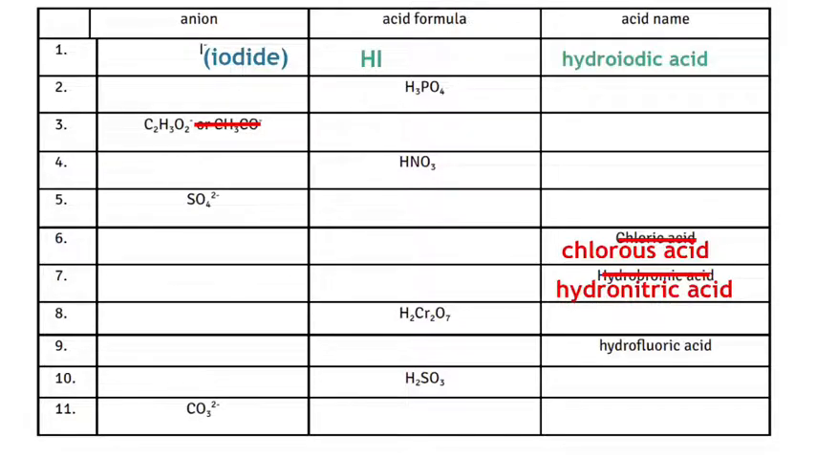So hydroiodic acid. Took that word iodine, and just instead of changing it to iodide, we changed it to iodic acid. So that's if I told you make an acid with this I minus molecule. And that's not going to happen very often.